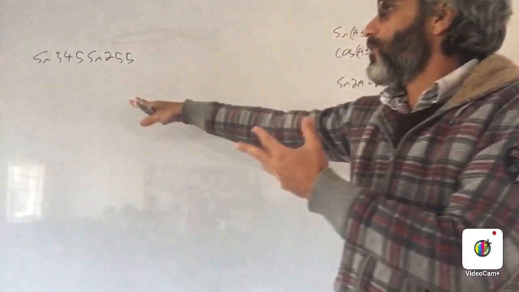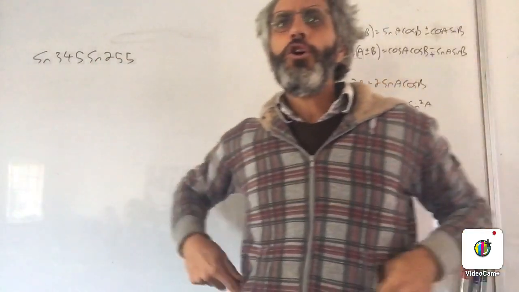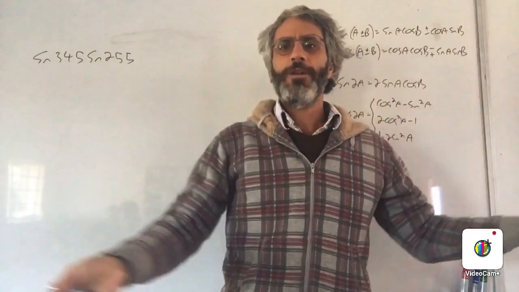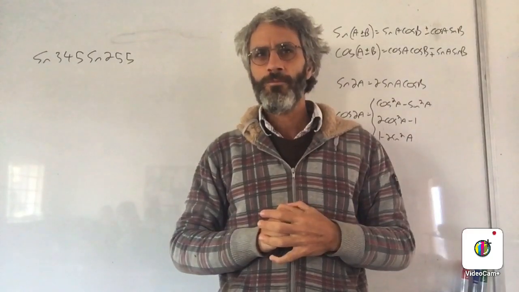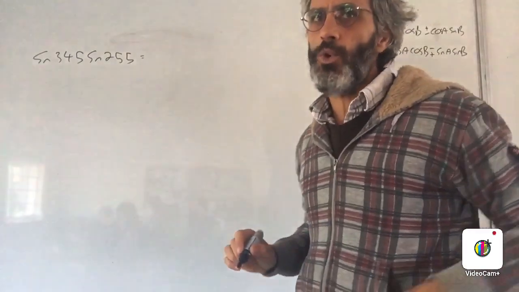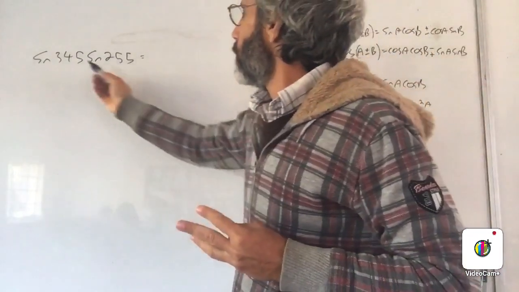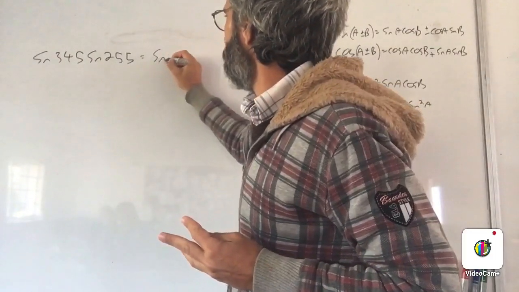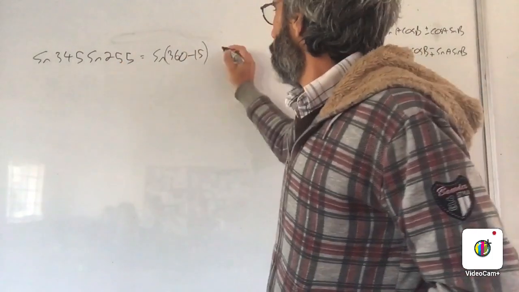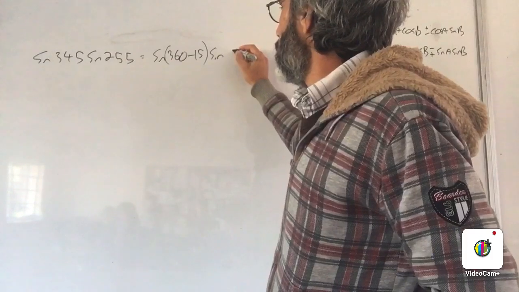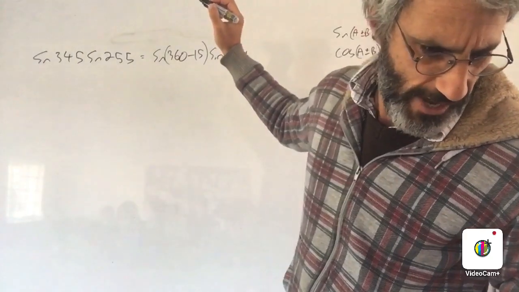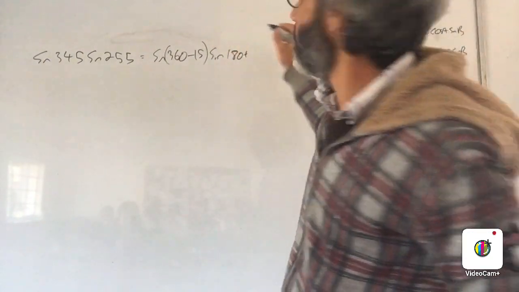345 times sine 255. Our first step is to take these angles, which live in different quadrants, and reduce them to the first quadrant. Because our time is quite short, I'm not going to ask, I'm just going to tell you. So 345, we can write as sine of 360 minus 15. 255 is going to be 180 plus, is it 75? Let me just check. Yeah, plus 75.